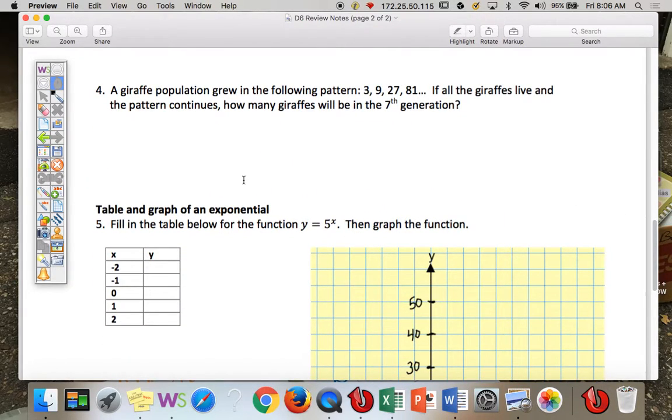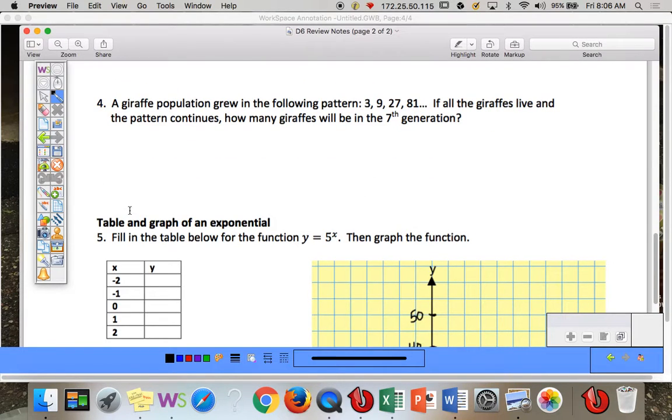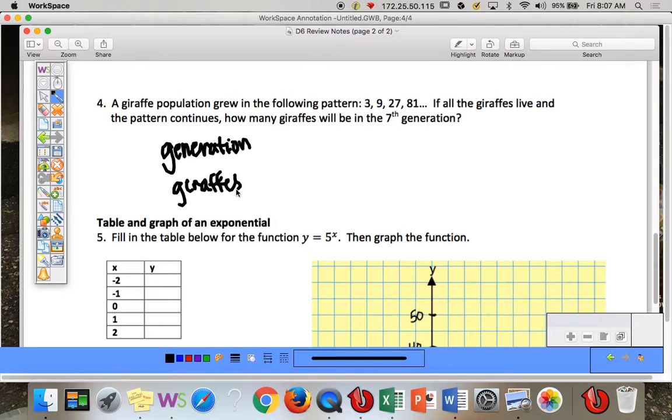A giraffe population grew in the following pattern: 3, 9, 27, 81. If all the giraffes live and the pattern continues, how many giraffes will there be in the 7th generation? Well, if you take a look at these numbers, they should look familiar. When we did the exponent unit, we looked at numbers of different base, and these are all base 3. So I'm going to make a table so we can see generation, and this will be number of giraffes. Oops, that line's really crooked. Let's use the line tool.